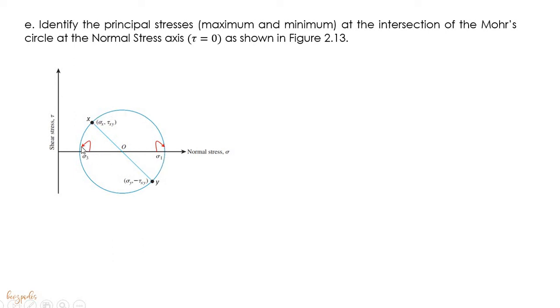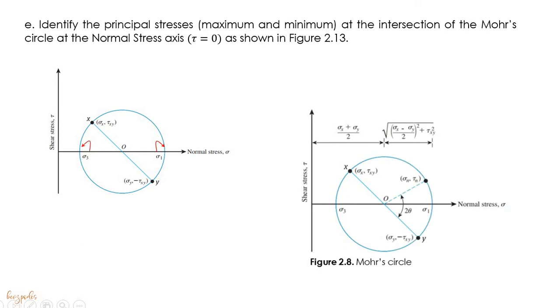So by merely plotting the circle, you can already identify the value of your major principal stress and the minor principal stress. Let's recall, this is your Mohr's circle. From the shear stress axis up to the center of the circle, this is defined by this equation. And then the radius of the circle is also defined by this equation. So this equation is actually your equation for the principal stresses that we used in Unit 1.